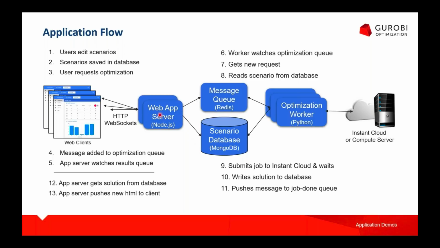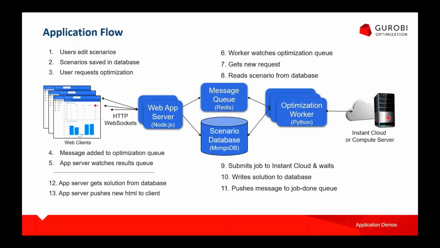It's also storing the scenarios into a database when we make changes and submitting requests when we do so through the user interface. There's a message queue based on Redis and a database, MongoDB in this case. And then there's this thing that I think is the most interesting part of this presentation, the optimization worker. This is written in Python, and we'll spend time talking about what it does.